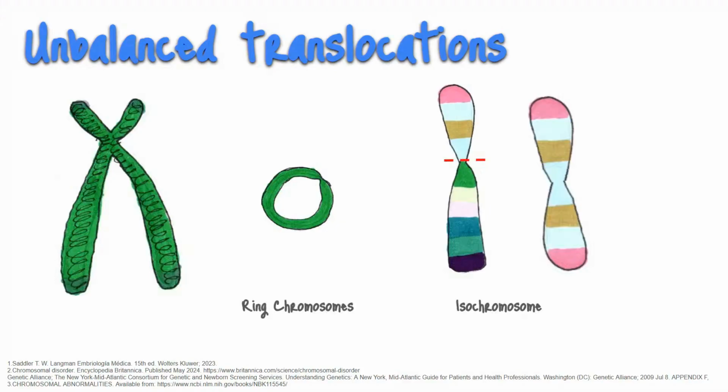Ring chromosomes can result when a chromosome undergoes two breaks and the broken ends fuse into a circular chromosome. An isochromosome can form when an arm of the chromosome is missing and the remaining arm duplicates. It happens when the centromere divides horizontally versus vertically.